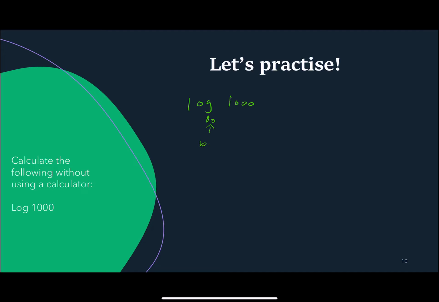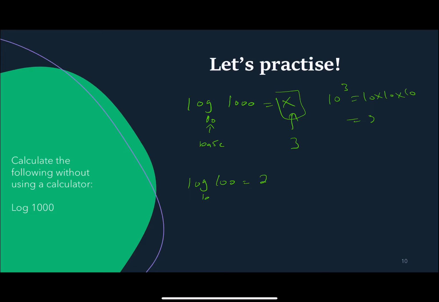So log 1000, we've already covered that, but let's go through it again. That means I have a base here of 10. You don't need to write it. If you don't see it, that means the base is 10. We call that a base. So 10 to the power of x, which is asking us for the answer. That means 10 to the power of 3, because 10 by 10 by 10, and the answer is 3. So the x will be 3. Log 1000 is 3.